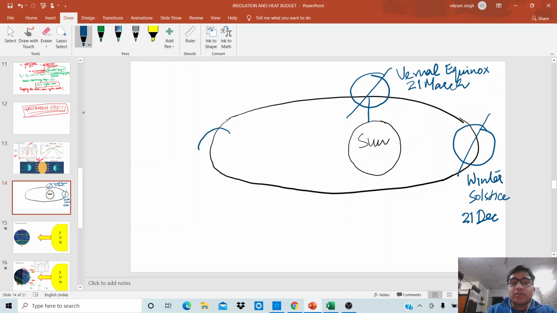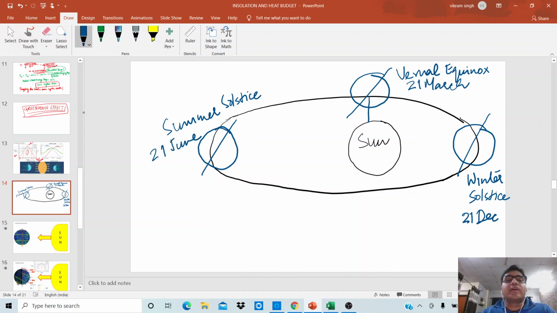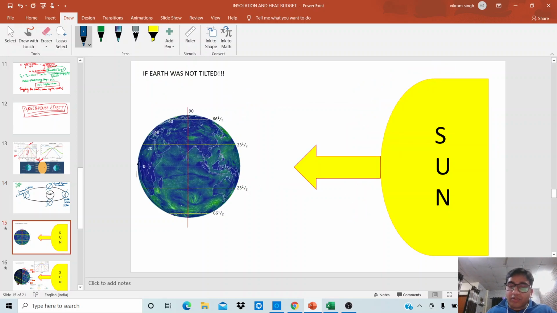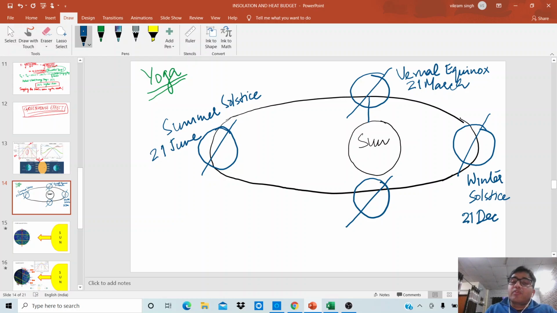Then the earth comes to the summer solstice, and it happens on 21st June. Most of you would be aware that India celebrates the International Yoga Day on this date. This is because on this date the day is the longest. And then we come to the other equinox, that is the September equinox, also called the autumnal equinox.